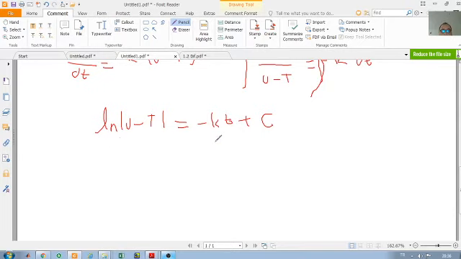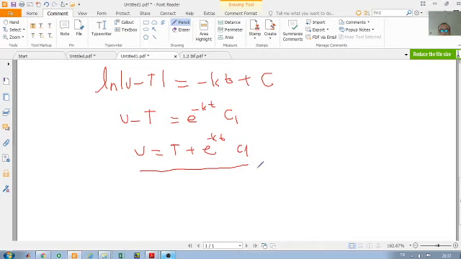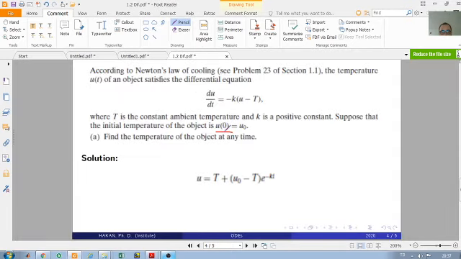Using the same idea, namely we take the exponential of both sides of the equation, therefore from the left hand side we have u minus T, and the right hand side becomes e to the power minus little k times t, times e to the power c, which is another constant. Therefore we assign a new constant c1, and our aim is to find the variable u. Therefore we write u is equal to capital T plus e to the power minus k times t times c1. Okay, this is the solution of the differential equation, but we still have an unknown, the constant c1.